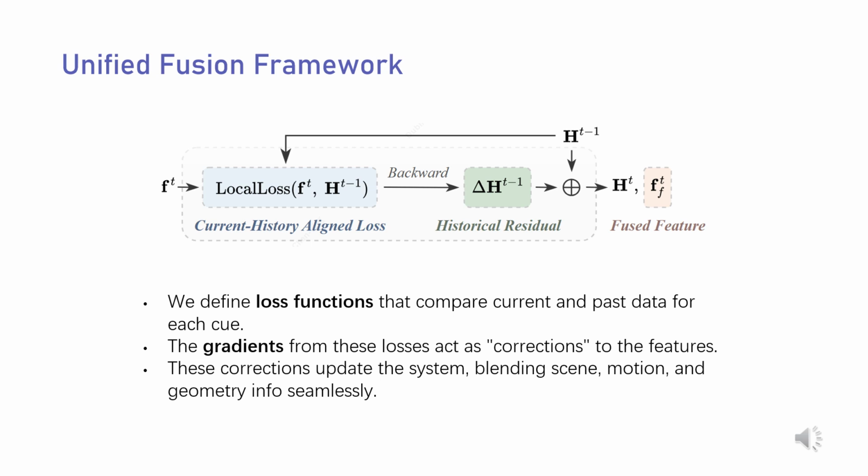diversity efficiently. To address this, we propose GDFusion, a unified framework that reinterprets RNN updates as gradient descent steps in the feature space. Here's the gist. We design specific loss functions for each cue to measure the discrepancy between current and historical data. For example, scene-level losses focus on global consistency, while motion losses target alignment errors. The gradients from these losses serve as corrections, adjusting the features to incorporate historical information. By applying these corrections, we seamlessly blend scene, motion, and geometry cues into the VisionOcc pipeline, ensuring all temporal information works together harmoniously.